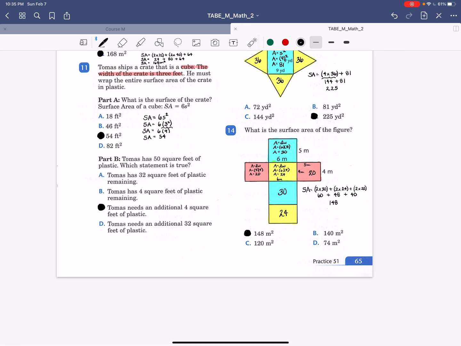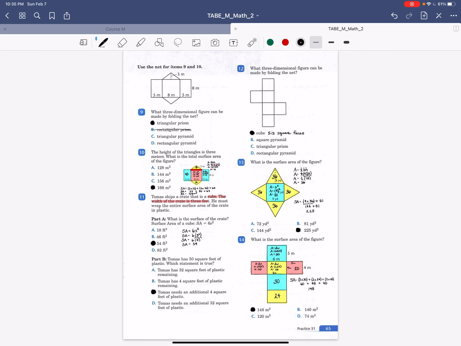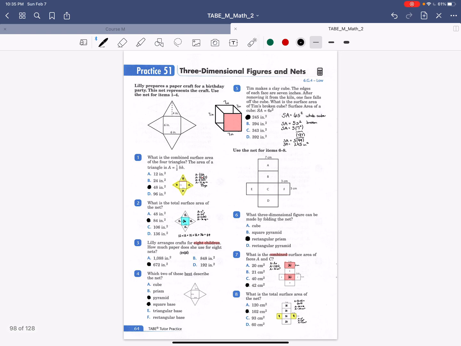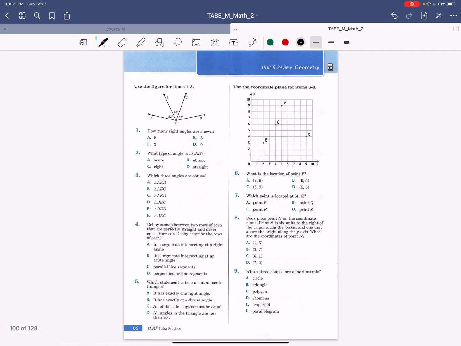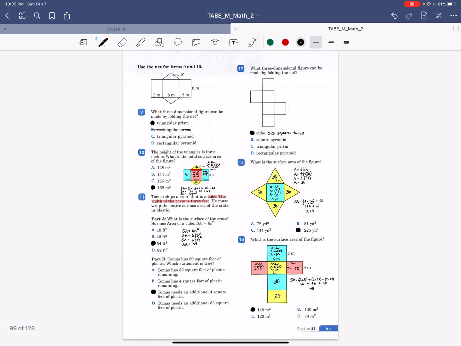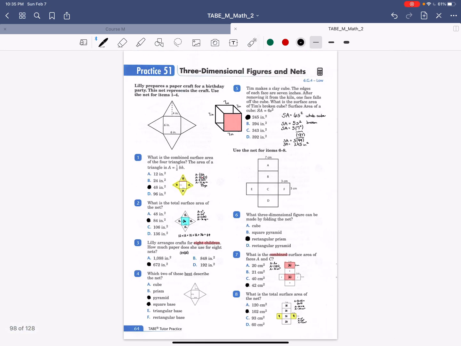All right, that brings us to the end of practice 51. I believe our next one is a review and then the end of our workbook. So we are almost finished with another workbook.